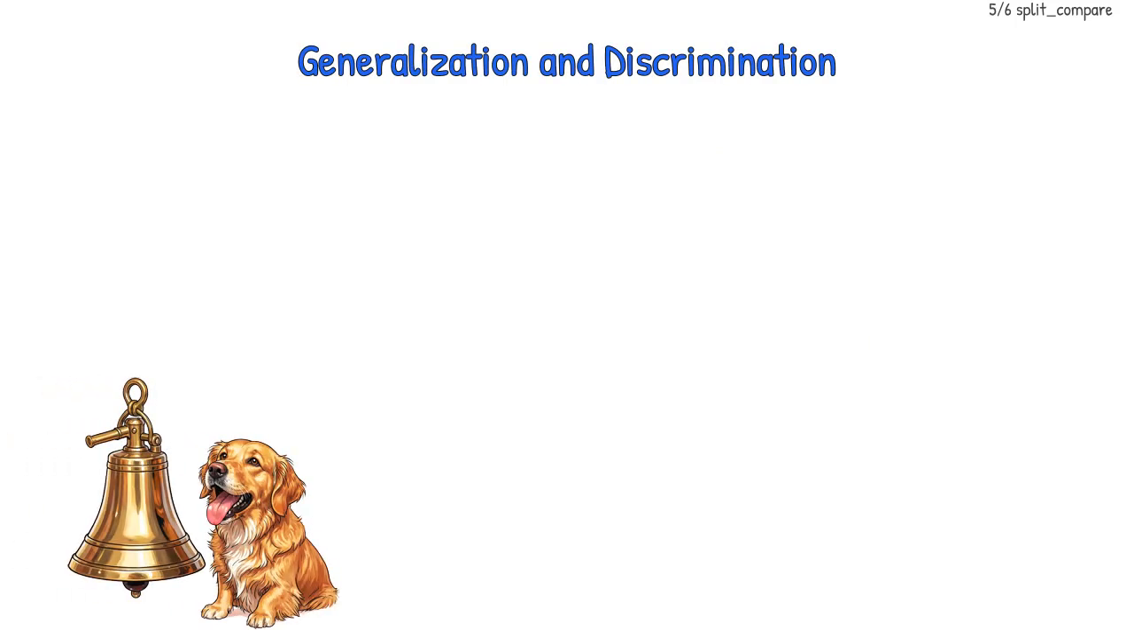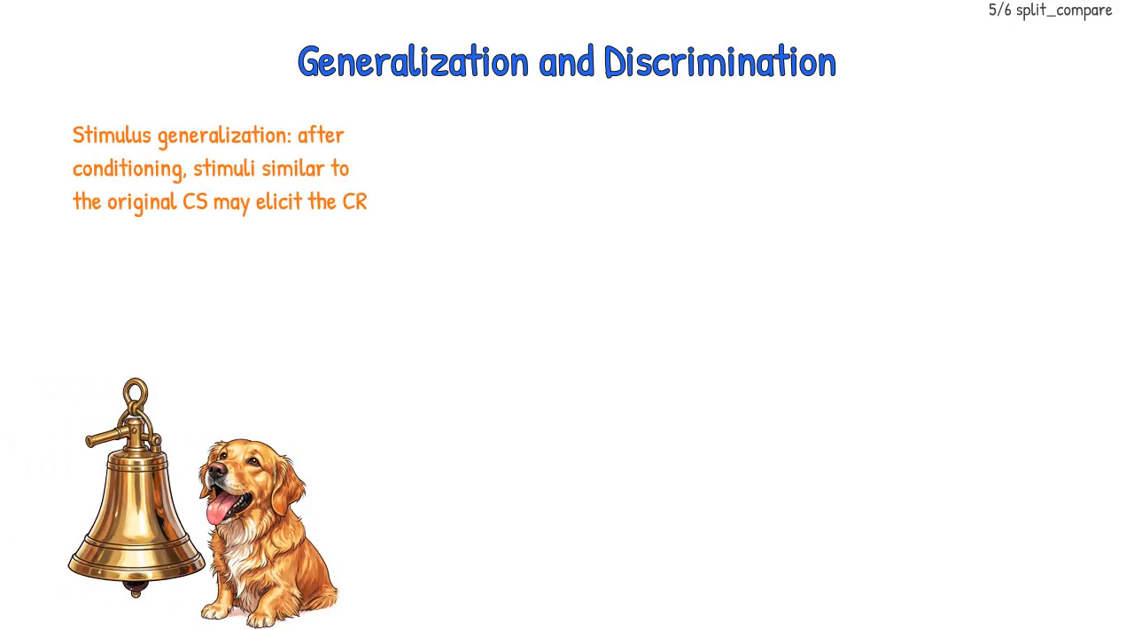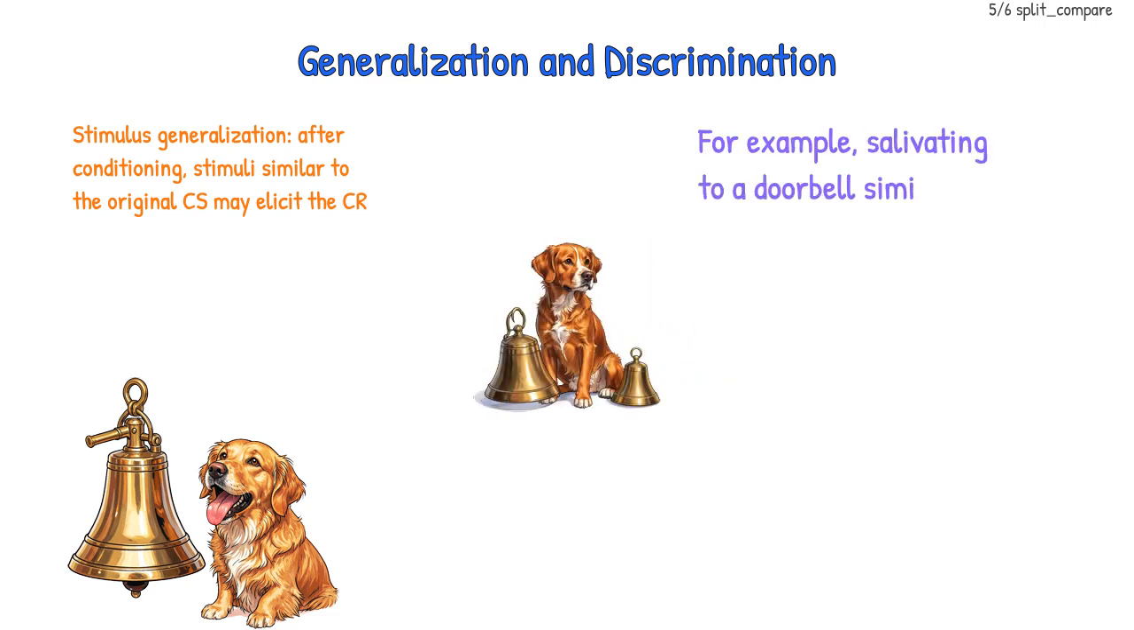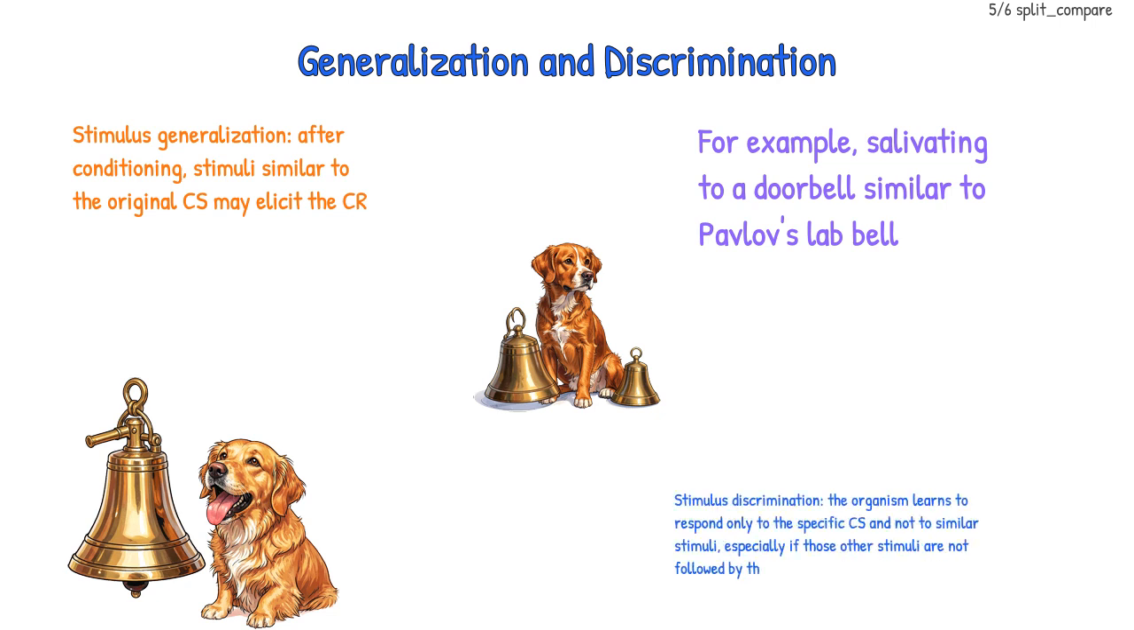Two other key phenomena often emerge. Stimulus generalization. After conditioning, stimuli similar to the original CS may elicit the CR. For example, salivating to a doorbell similar to Pavlov's lab bell. Stimulus discrimination. The organism learns to respond only to the specific CS and not to similar stimuli, especially if those other stimuli are not followed by the US.